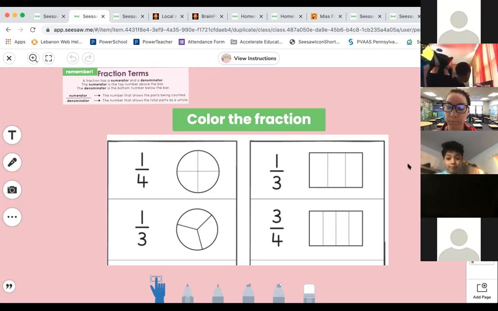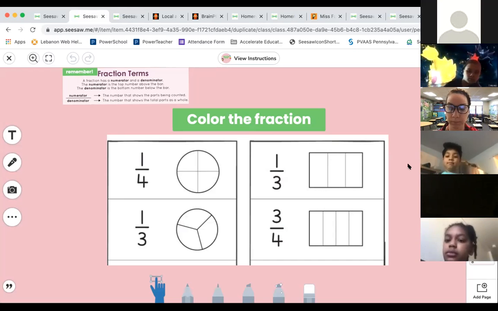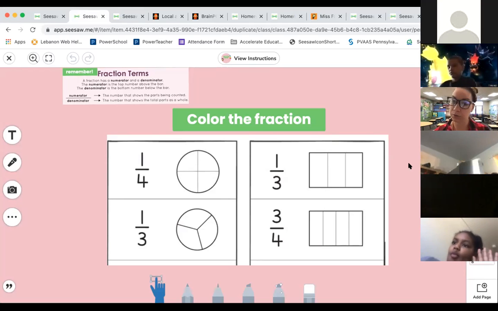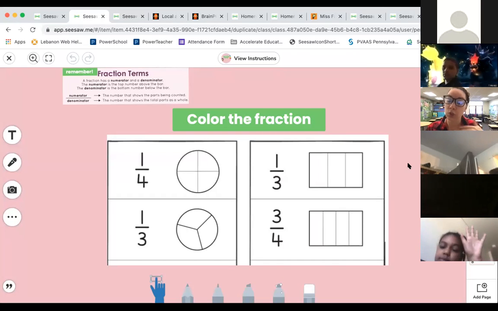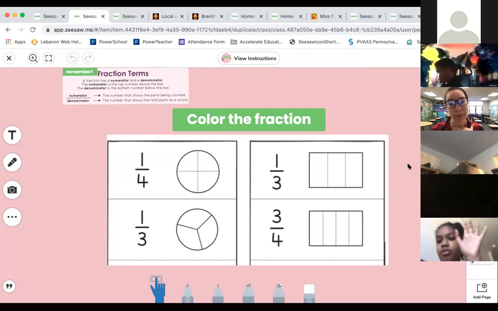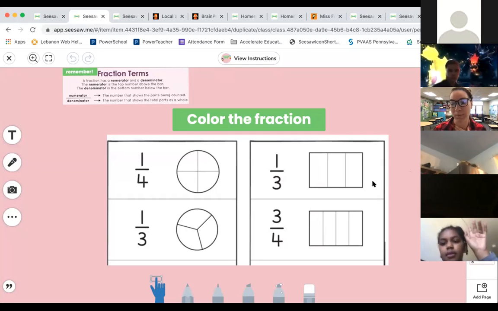Yes, Nevaeh? Is it okay if I do some of my spelling homework while you're talking? I would prefer that you didn't, because I am teaching you a math lesson and you didn't get yesterday's lesson correct. So it would be better to listen to me and pay attention to what's going on. Okay. Would be my suggestion.